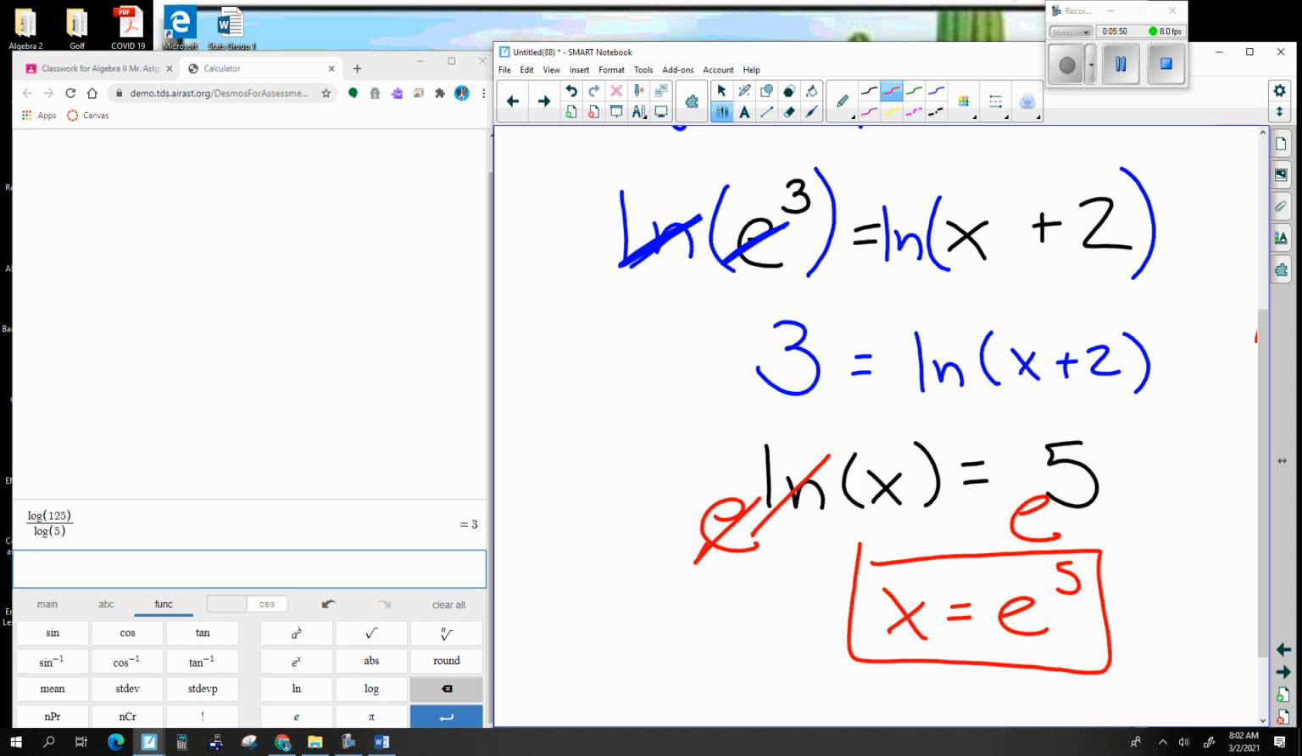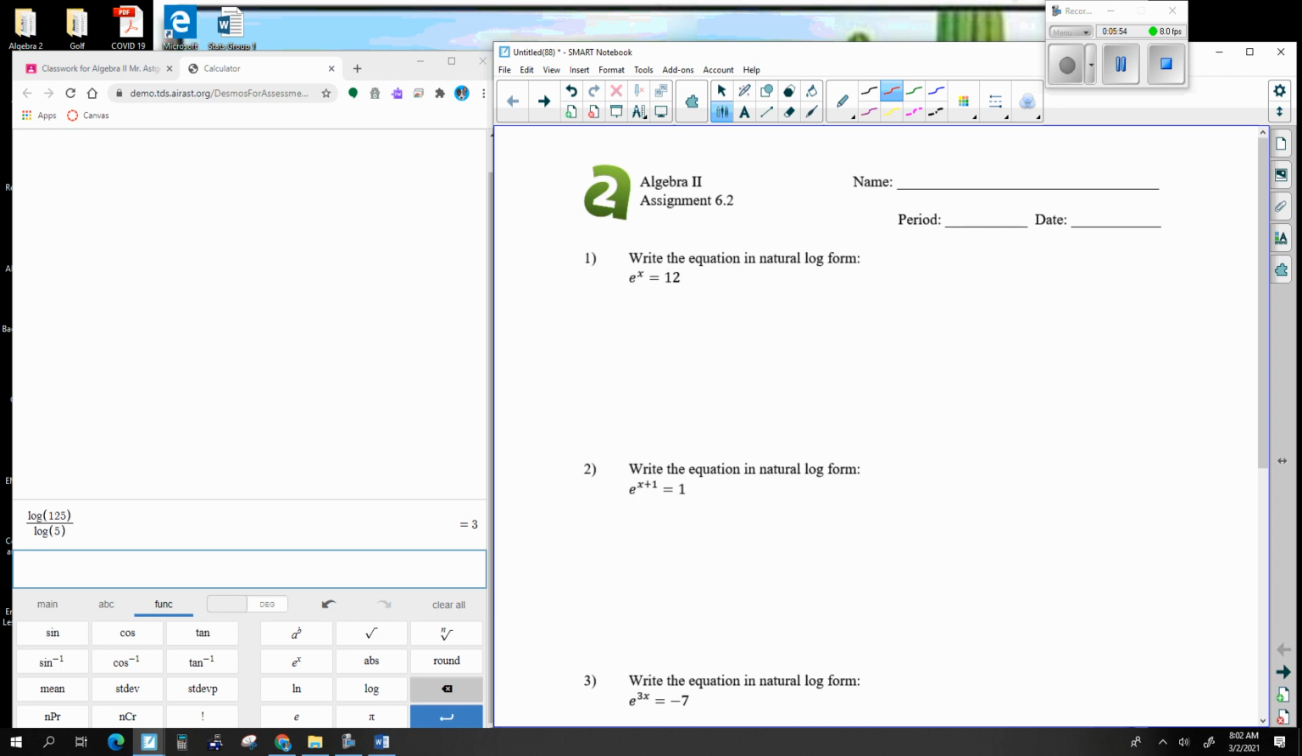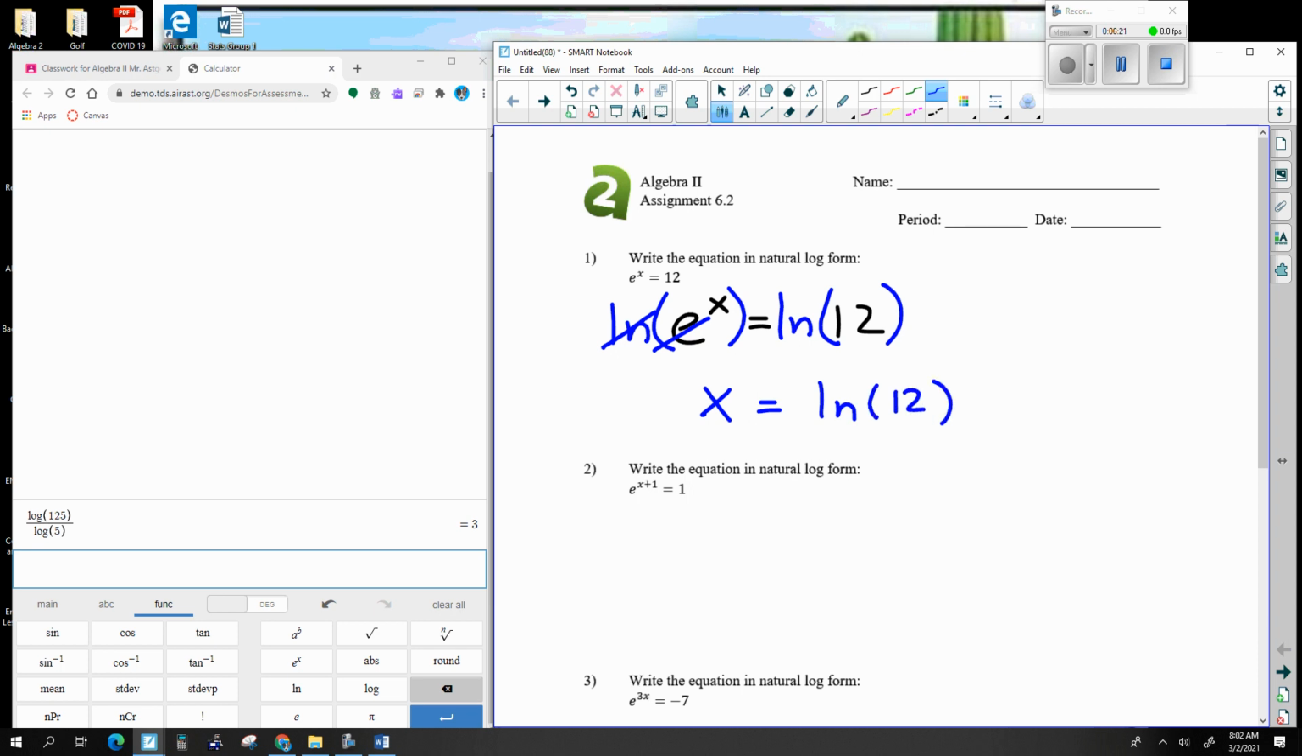So ln and e's undo each other. That's kind of like the name of the game. Okay, so write this one in natural log form. So we have e to the x is equal to 12. All right, so what I'm going to do is I'm going to ln both sides. Okay, so the ln undoes e, which releases that x, and x is no longer an exponent, it's just a straight up number. And then ln of 12 is, we just leave it as the ln of 12.